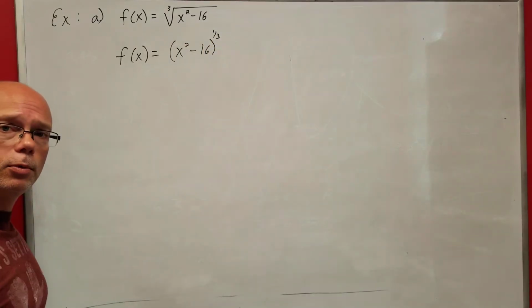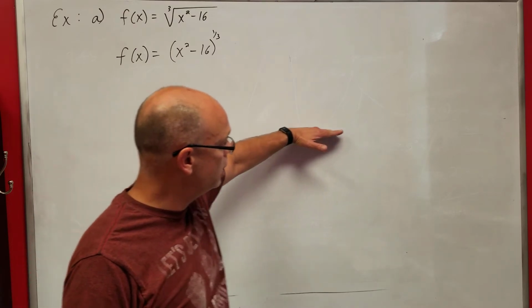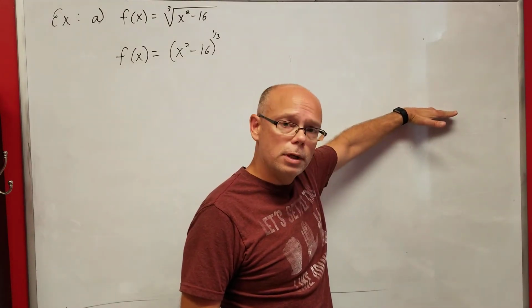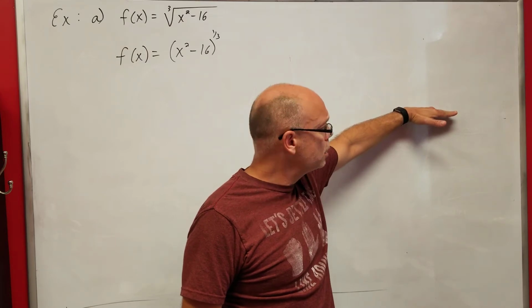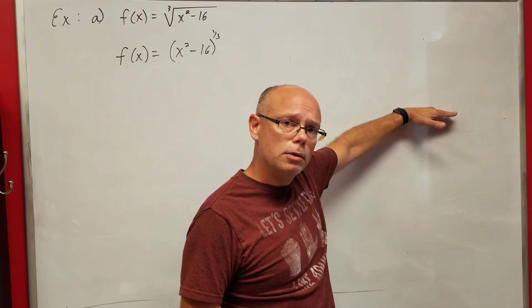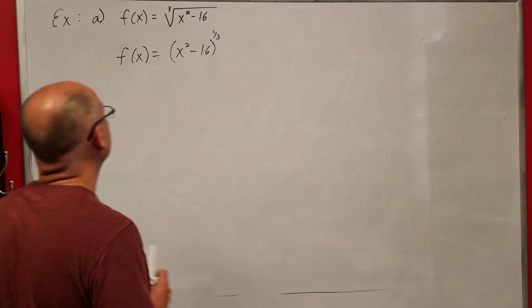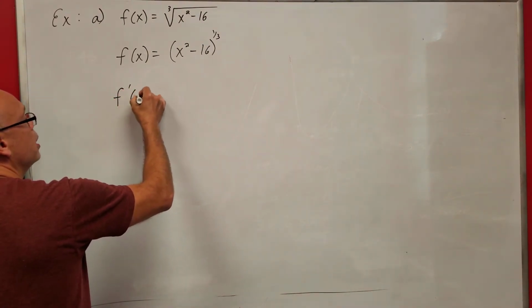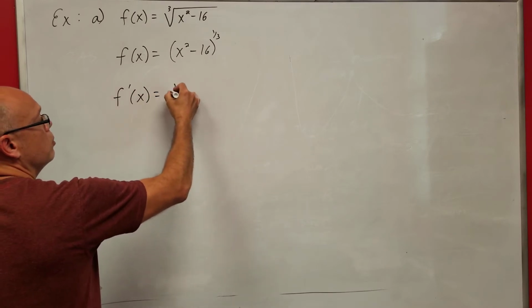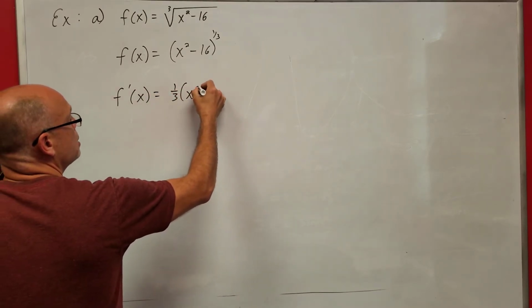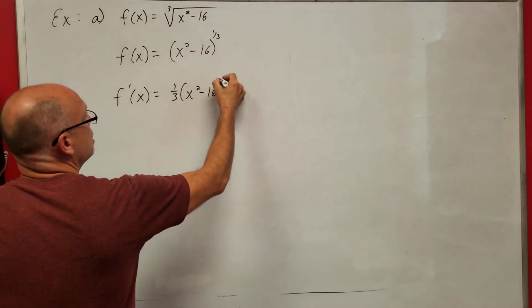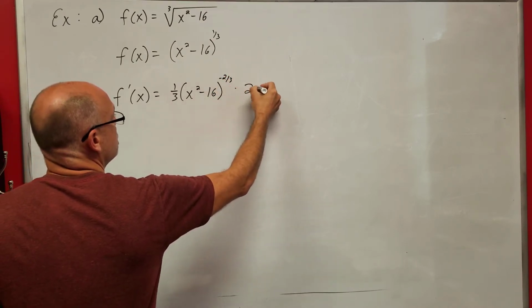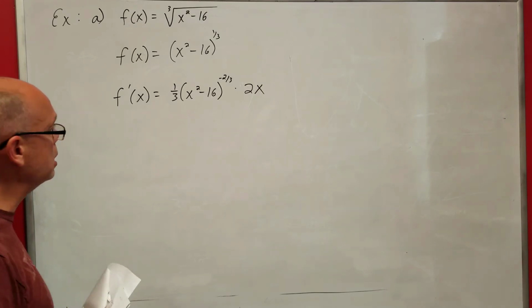Now, to find the critical points, what am I doing? I'm finding where the tangent line has a slope that is 0, or I can say where the derivative is equal to 0, and where the derivative is undefined. So let's find my derivative, f prime of x. That'll be 1/3 times x squared minus 16 to the negative 2/3 times the derivative of the inside, which is 2x. Remember, that's a chain rule.